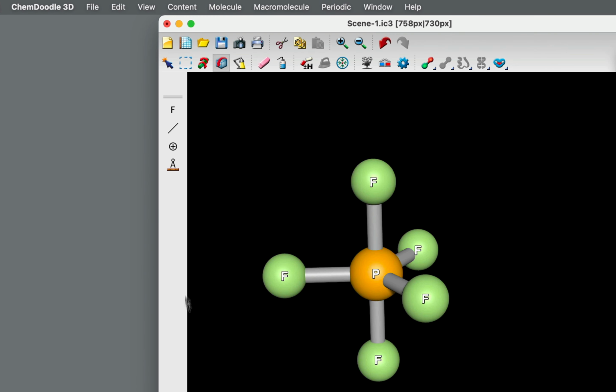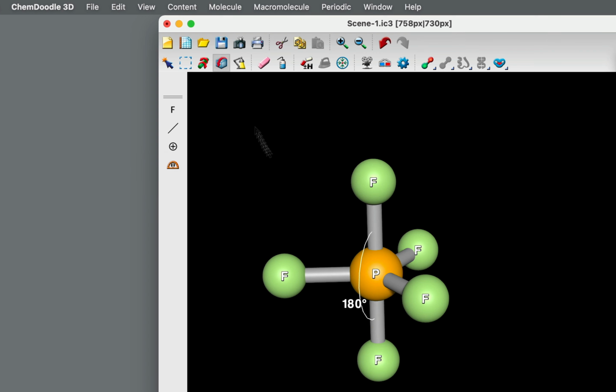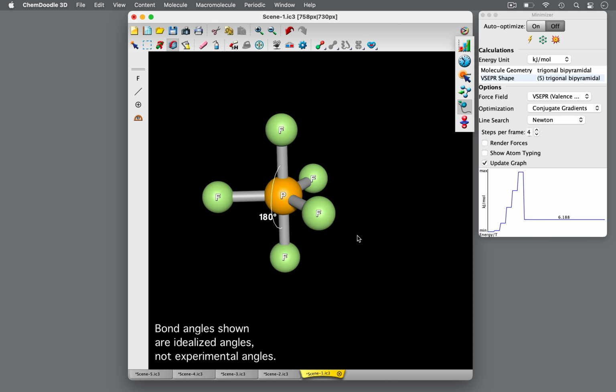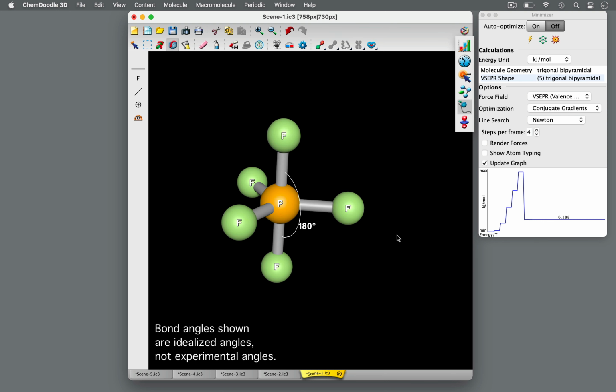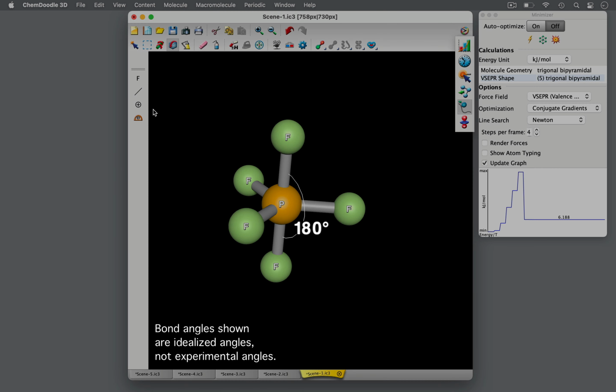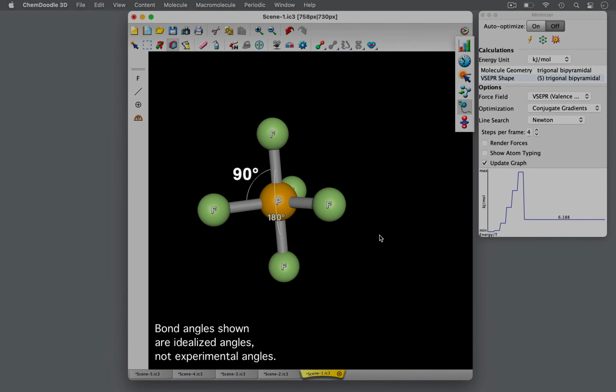To measure an angle in ChemDoodle 3D, select Measure Angle in the Measurements palette. Then select the 3 atoms and/or electrons that make up the angle of interest. Be sure the second selection is the vertex. The 2 axial fluorine atoms, the ones positioned up and down, are in a line with the central phosphorus atom. As expected, the bond angle between these 2 fluorine atoms is 180 degrees. As such, the bond angle between an axial fluorine and an equatorial fluorine is 90 degrees.